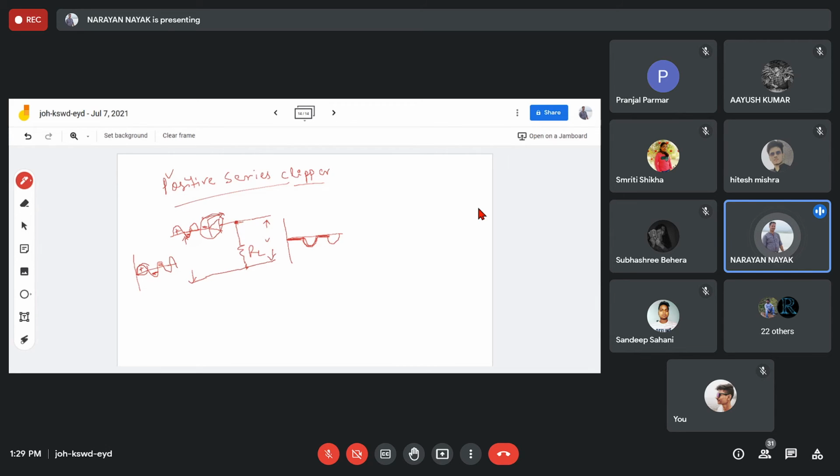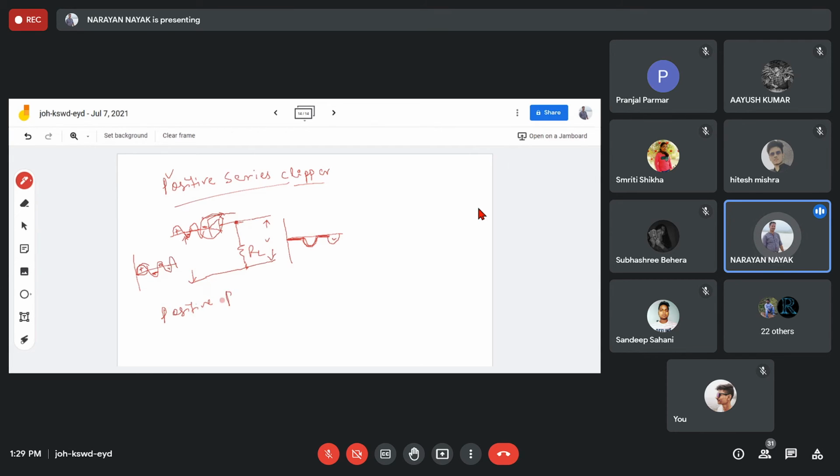Again it is your negative half cycle. Now again the negative half cycle is there, so the diode is forward biased. So current will flow, meaning total current will flow. So this is about your positive clipper, the positive series clipper.